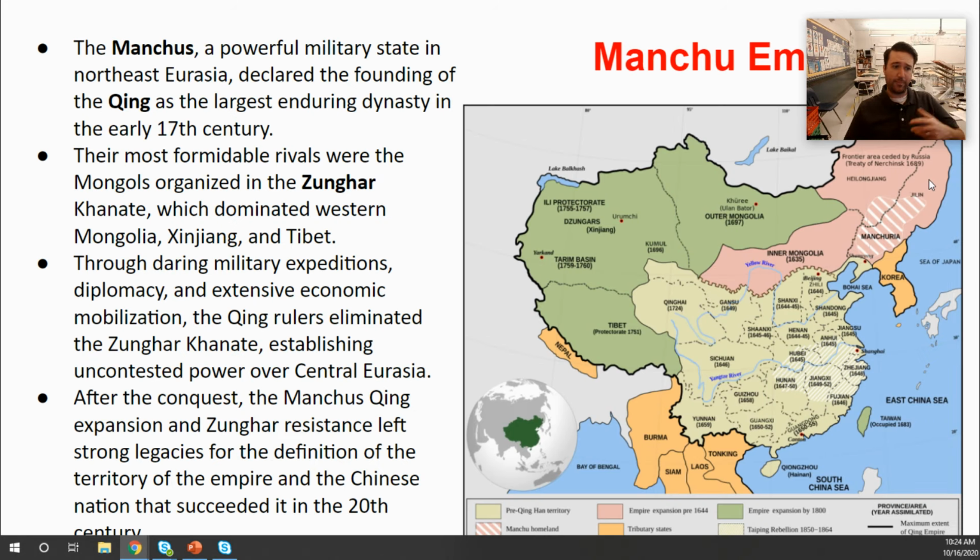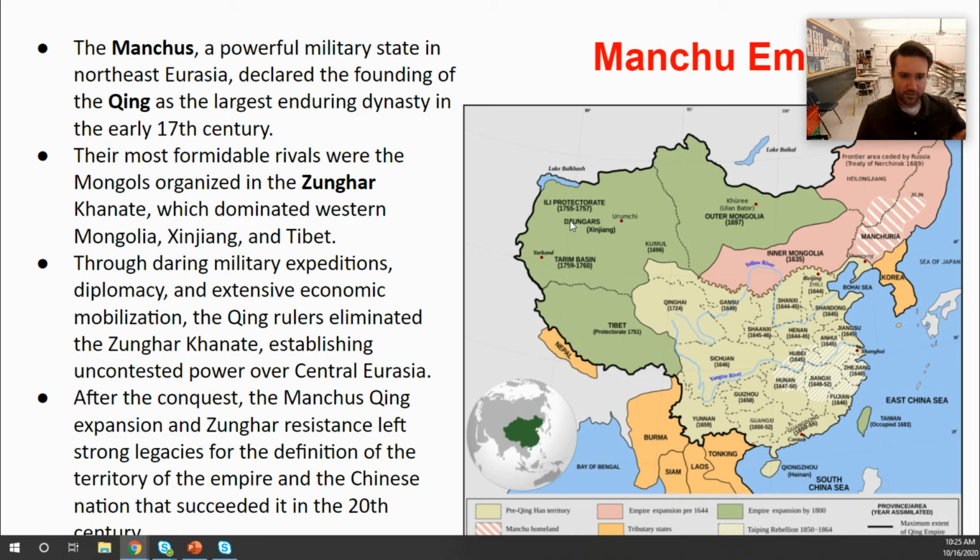So the Manchus were this very powerful military state, and if you can see my mouse, this is where Manchuria is. That is the land of the Manchus, okay? So anyway, they end up conquering much of what becomes known as modern day China. And one of the areas that I'm going to focus on as an example of the expansion, using those gunpowder weapons, they expand westward and go after the Zunghar Khanate. It's also sometimes known as the Zunghar State. But it's this area right in here.